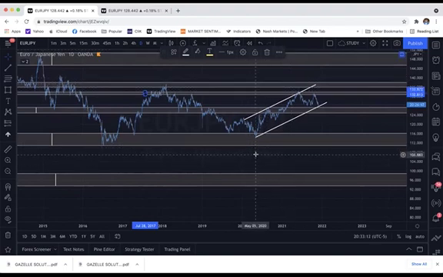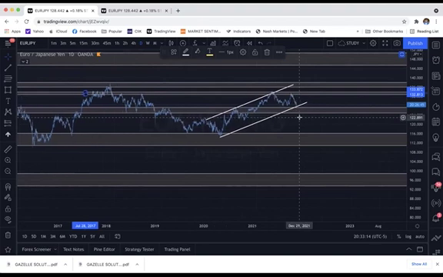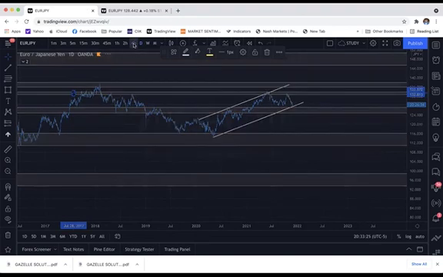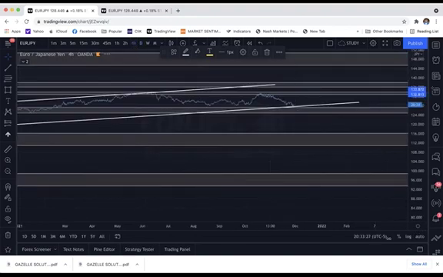All right. So now we've got two things established. We've got that the daily is in an uptrend, and we've got our major levels of support and resistance based on the daily. Okay. Let's go down to the 4 hour. Kind of stretch it out a little bit.